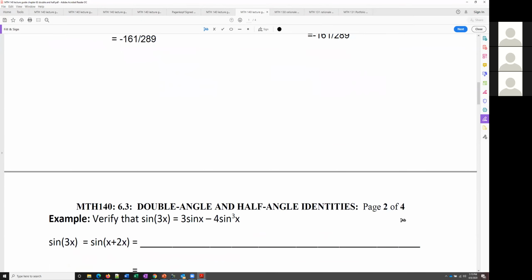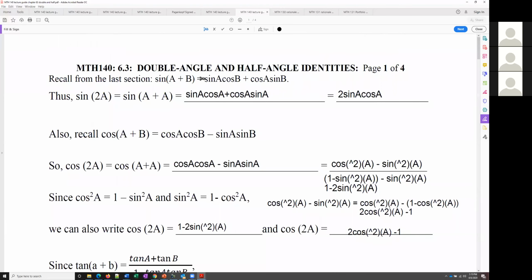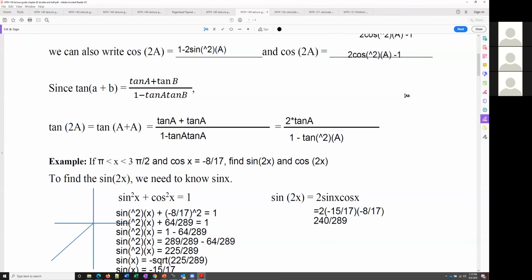For the next one, it says to verify that the sine of 3x ends up being equal to 3 times the sine of x minus 4 times sine cubed x. So I thought of 3x as being x plus 2x. And now I'm going to use the formula that we had right up here for the sine of a plus b as being the sine of the first angle times the cosine of the second angle plus the cosine of the first angle times the sine of the second angle.